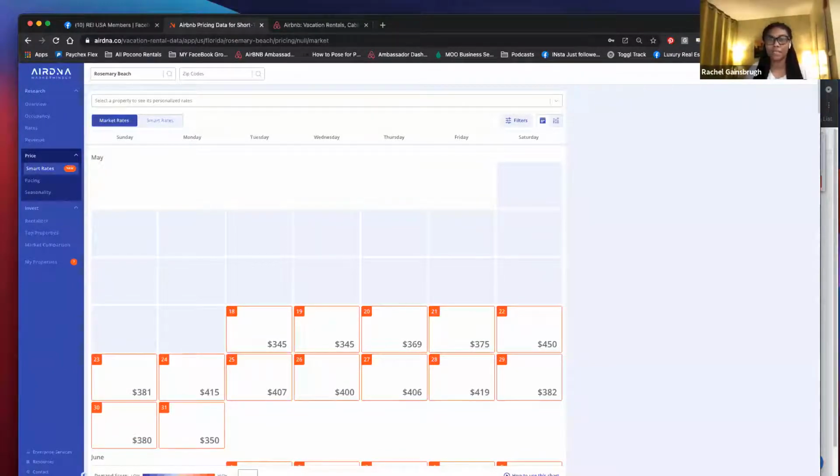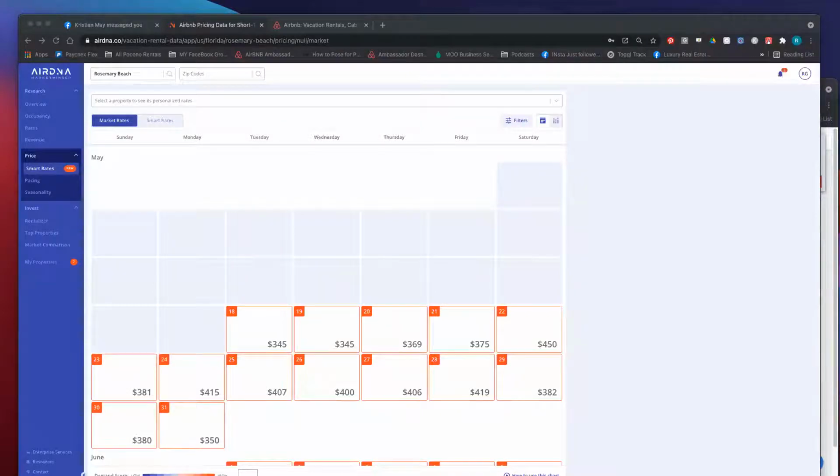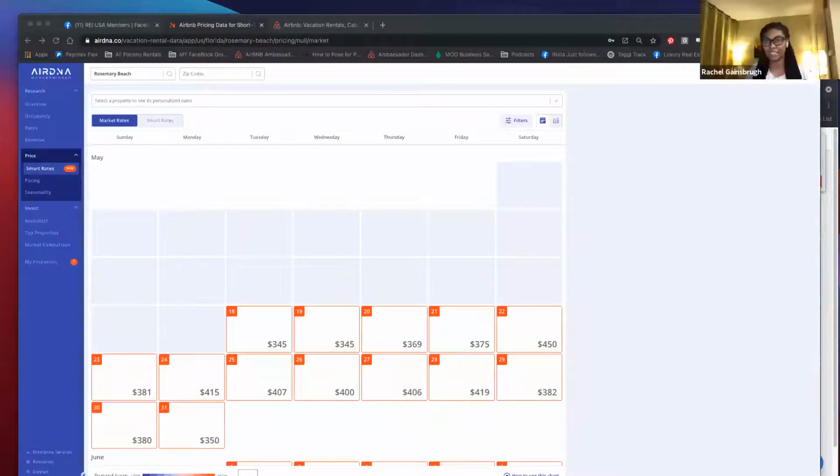Hang on, am I getting a message from you guys? Can you guys see my AirDNA screen, or are you seeing all of my chats and stuff? We're seeing your AirDNA screen. Okay, all of a sudden things got a little wonky.